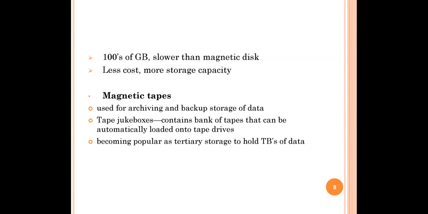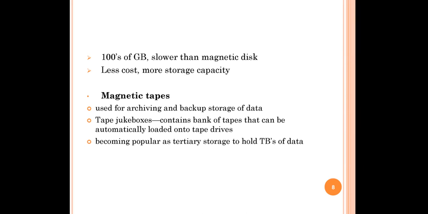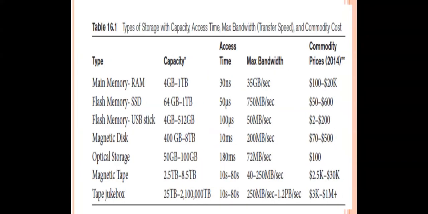Tape jukeboxes contain banks of tapes that can be automatically loaded into the tape devices, becoming popular in tertiary storage to hold terabytes of data. Magnetic disks are very high in capacity and the speed is also very high. They are mostly used in the business sector, the share market and most trading centers, IBM mainframe software, PeopleSoft, and most of the LMS systems, which are all using magnetic tapes. Up to this, I think we discussed in the previous class.